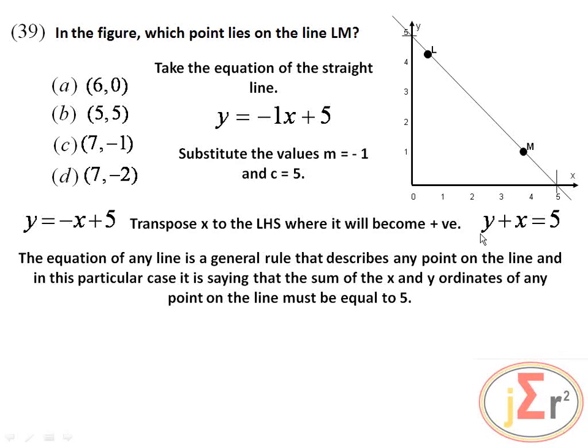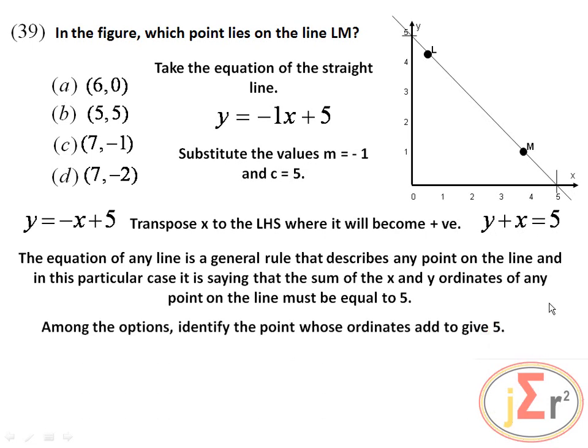And the rule in this case is when we add the y value to the x value, the result is 5, every single point on that line. Among the options, identify the point whose ordinates add to give 5. So, x plus y or y plus x is equal to 5. What we need to do is add the ordinates and see which one gives 5. That one will be on the straight line that we have right there.